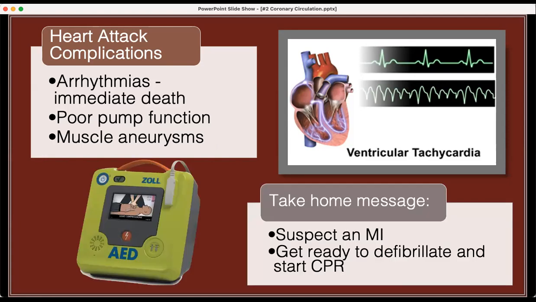So this is the take-home message: if you have someone that you suspect is having a heart attack, you need to get a defibrillator ready immediately, because adding external electricity can switch this from V-tach back to sinus rhythm.